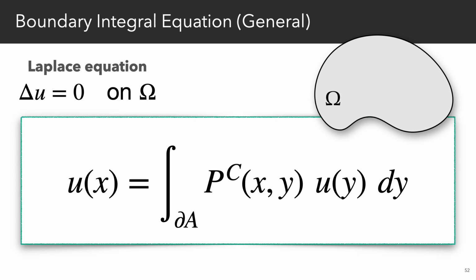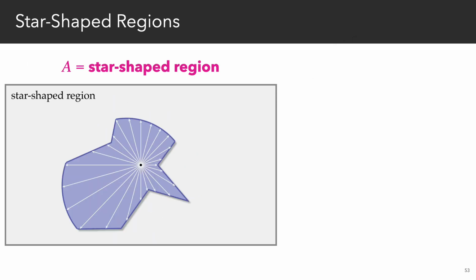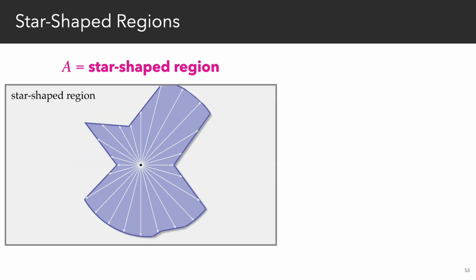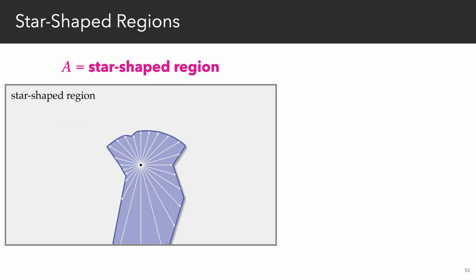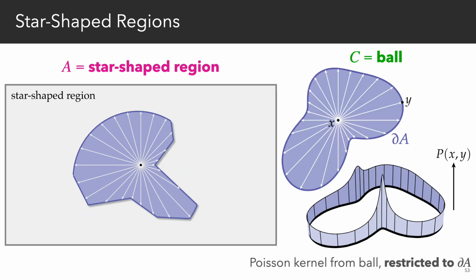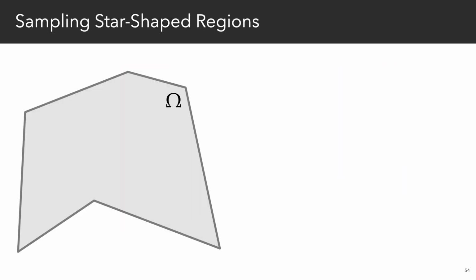Now, fortunately, there's an even more general version of this boundary integral equation that saves the day. So it says that we can pick any region A and any region C, and then integrate the Poisson kernel of C over the boundary of A. So this gives us a lot more options. So in particular, to derive the walk on stars algorithm, we let A be a star-shaped region, meaning a shape where every boundary point can be seen by the center point x. However, we'll just use the Poisson kernel of a ball, which looks something like this when plotted over a complex region boundary.